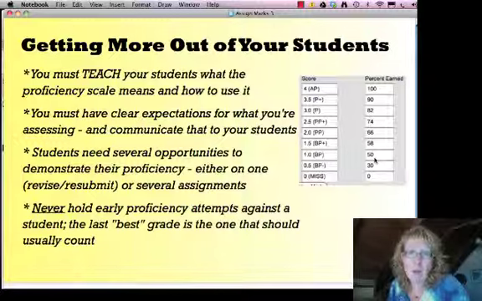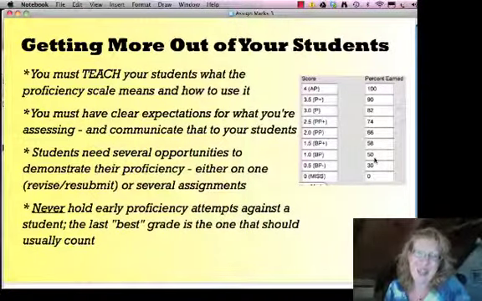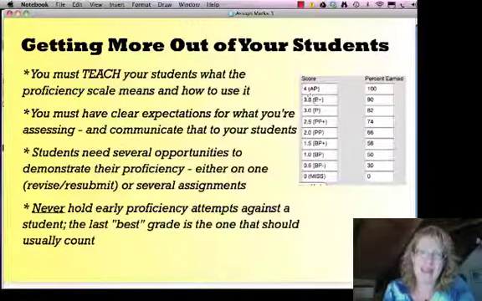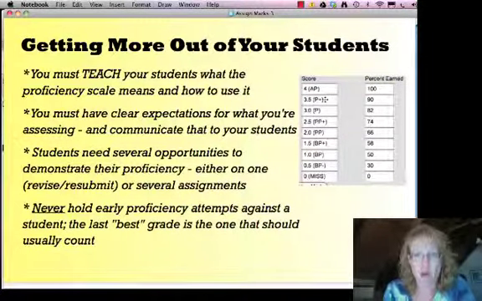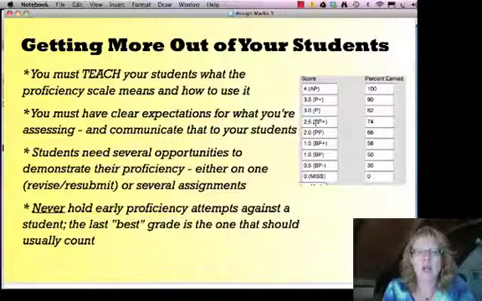How to get more out of your kids using the system. Number one, really critical, you have to be explicit. You have to teach the kids what this proficiency scale means. What is an A, advanced proficiency? What's a 4? What's a 3? What's a 2? And then teach them how to use that so that they can self-assess.